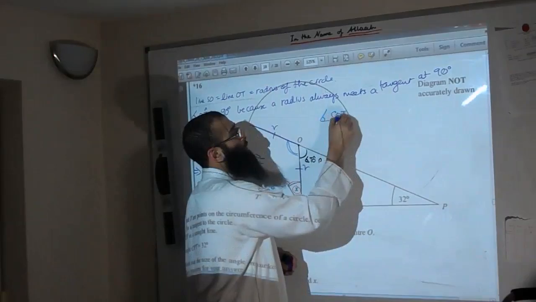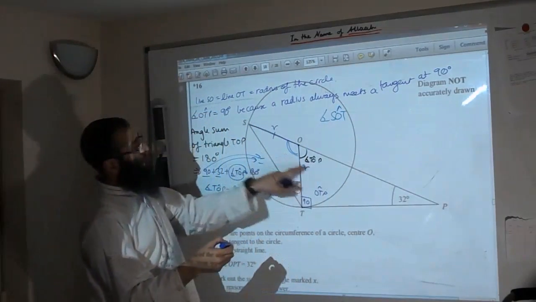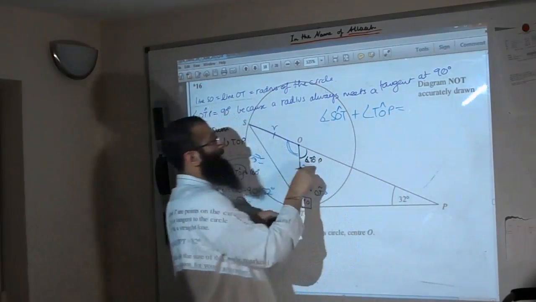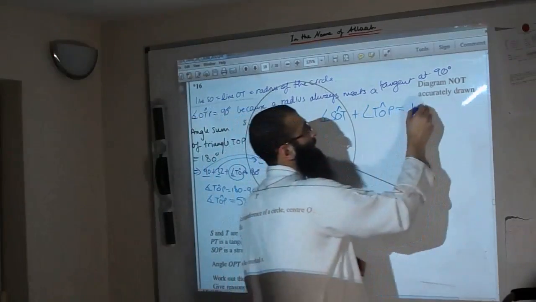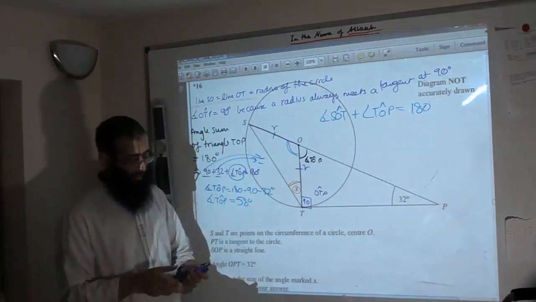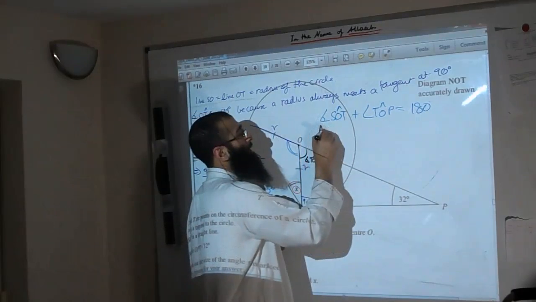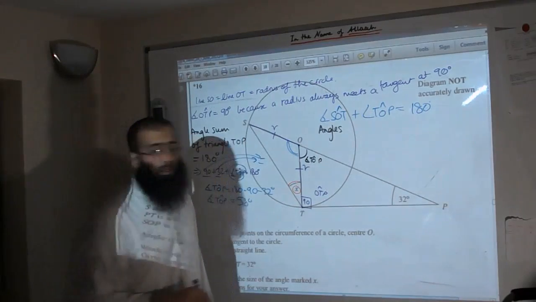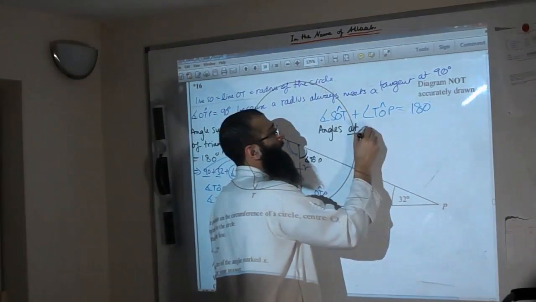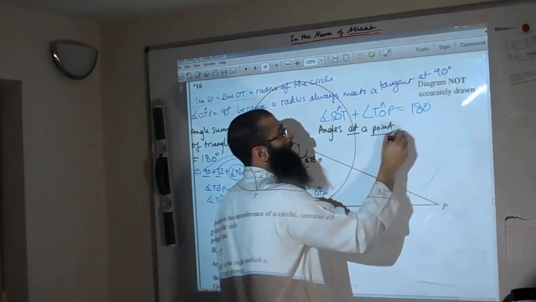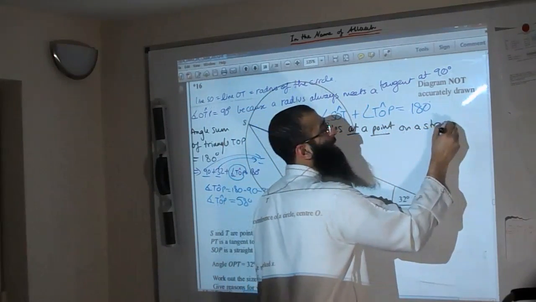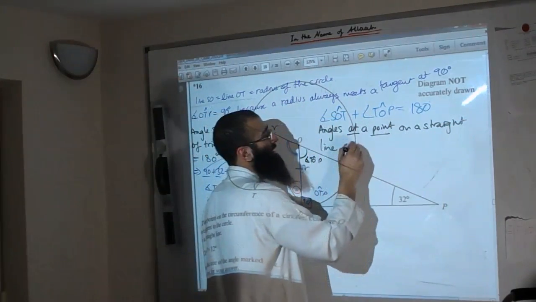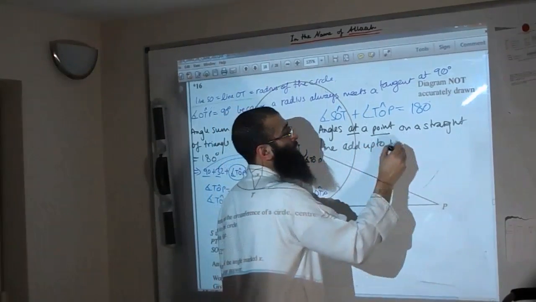So angle SOT, this angle here and that angle, what do these two angles add up to? 180. Why is that? Straight line. Okay, how do we write that down? What would you say? Angles on a straight line add up to 180. Angles at a point on a straight line add up to 180.